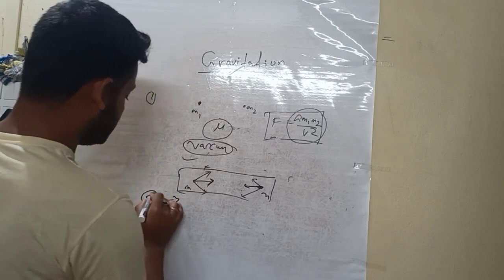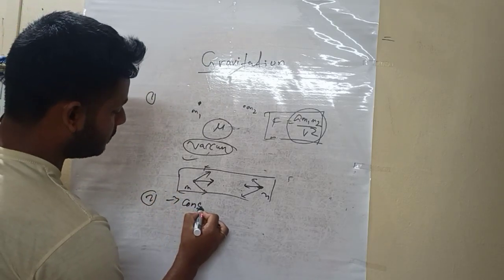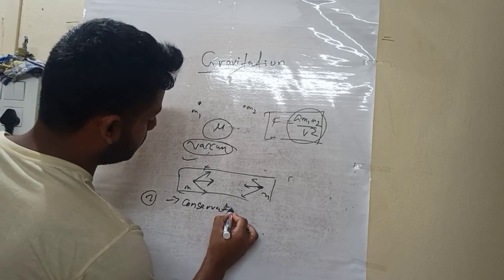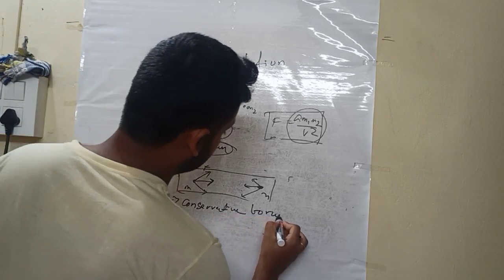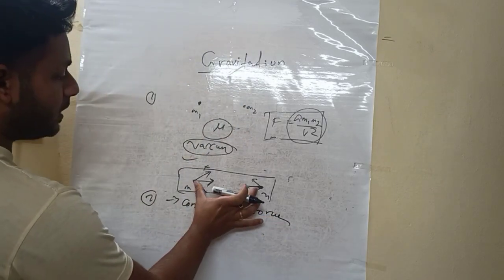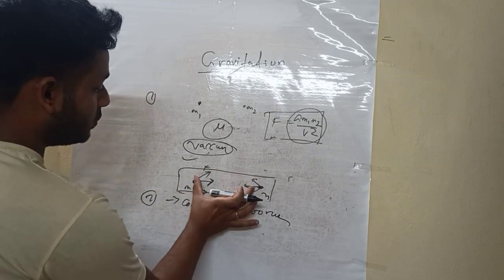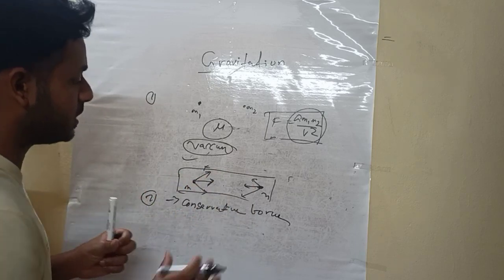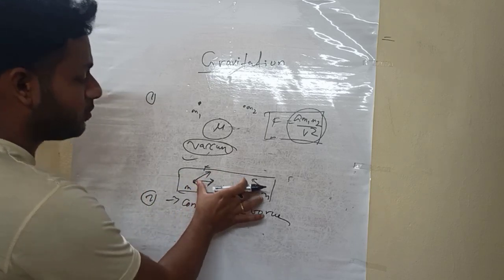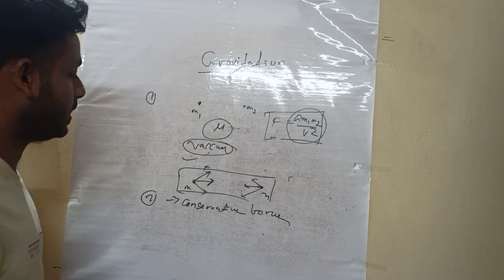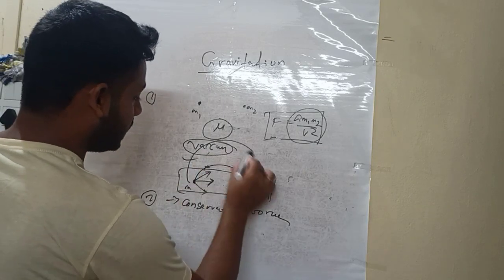The second point is that it is a conservative force. Conservative force means it depends on the initial and final position of the point. So the distance will be r. We take this distance only, the distance from center to center. This we can take. We don't take the distance like this.